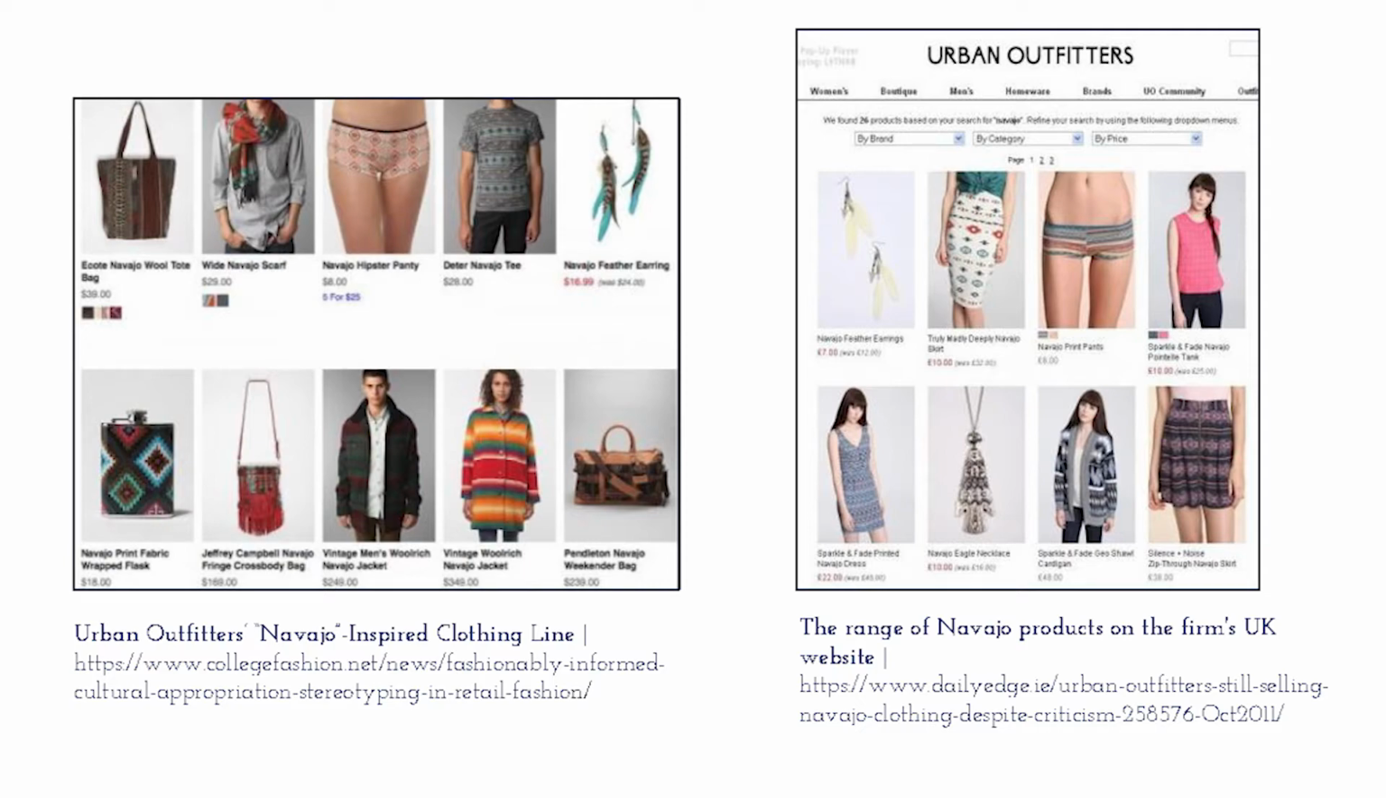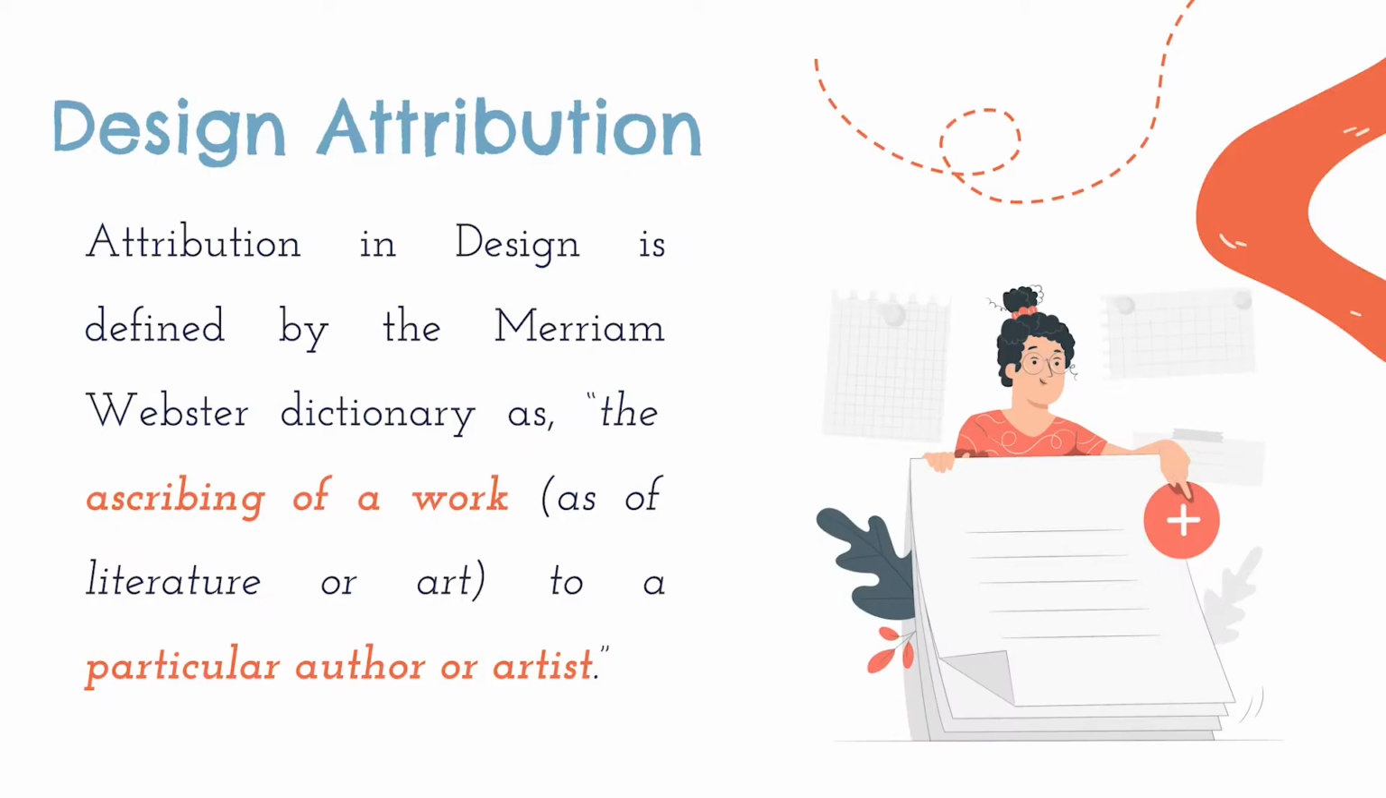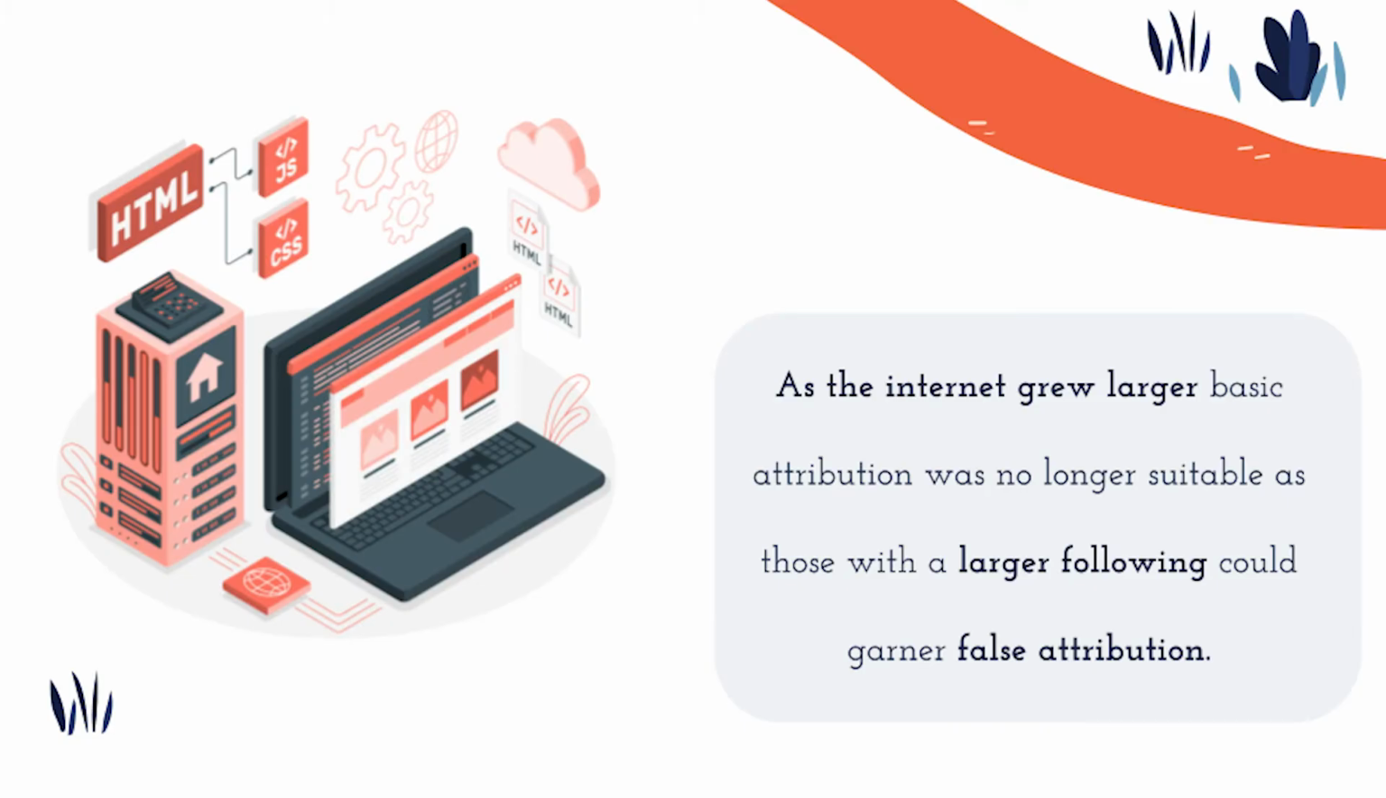Attribution in design is defined by the Merriam-Webster Dictionary as the ascribing of a work, as of literature or art, to a particular author or artist. Attribution in design is one of the earliest concepts in design. People have been attributing artists to their work since Roman times. Attribution in digital design is something that has recently been up and coming in the past couple of decades. As the internet grew larger, basic attribution was no longer suitable, as those with a larger following could garner false attribution to something through a mass amount of people, from something that could have been taken from someone with little or no exposure.